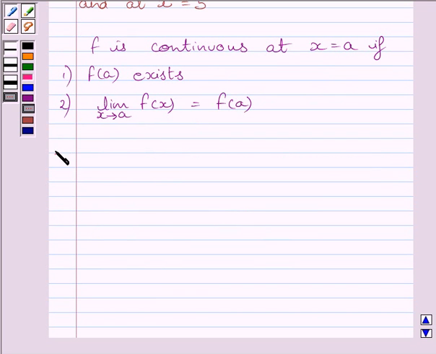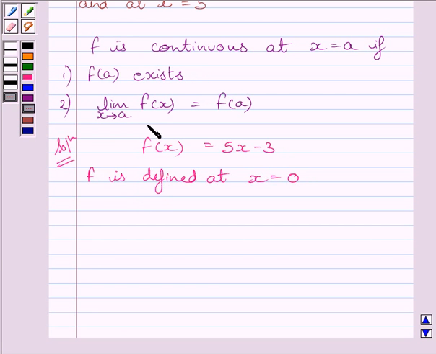Now let us start the solution. Function f is given by f(x) equal to 5x minus 3. Now let us take the continuity of the function at x equal to 0. We know this is a polynomial function and polynomial function is defined at every real number. So given function is defined at x equal to 0. So this satisfies the first condition of the key idea.